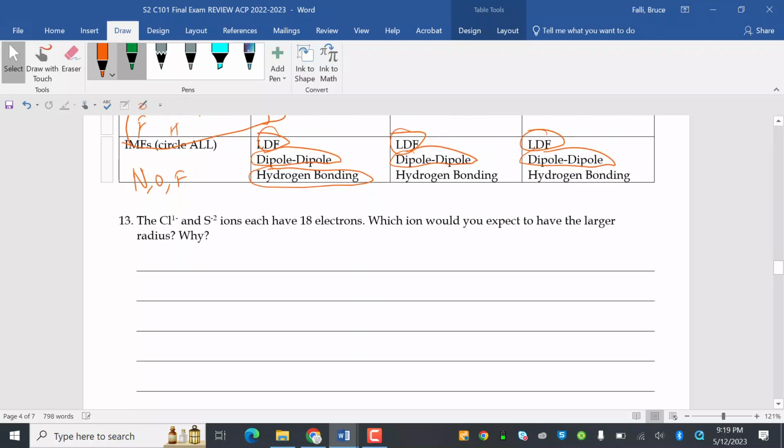Cl negative and S negative 2 each have 18 electrons, which I always expect to have a larger radius. Okay, so anytime I have to talk about periodic trends, which are elements in the periodic table, I talk about size and nuclear attraction.